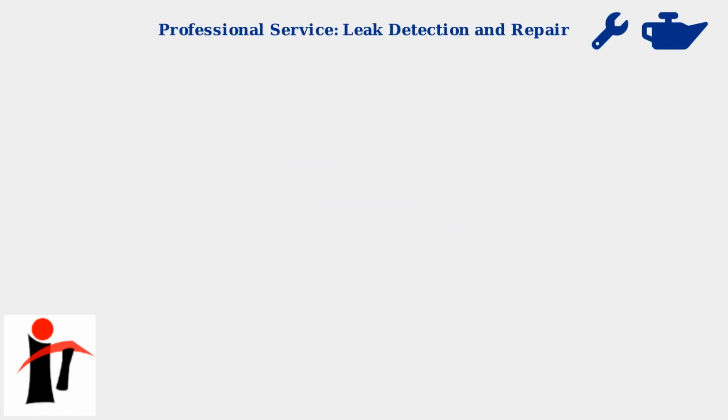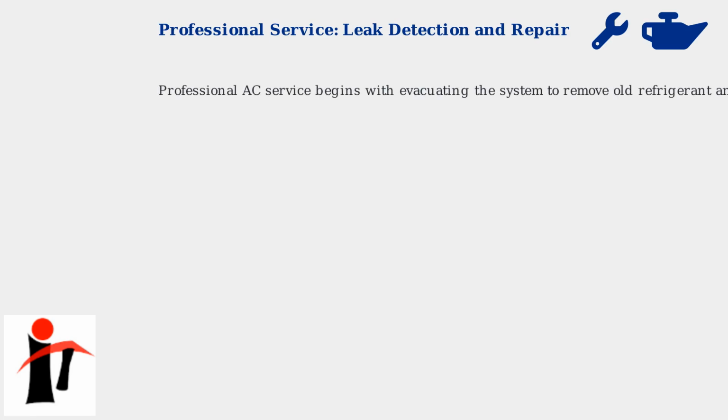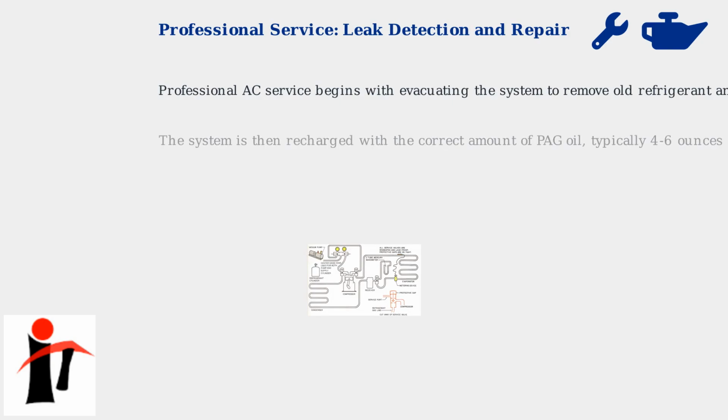Professional AC service for Tesla Model 3 involves a systematic approach to fix the not enough oil issue. First, technicians evacuate the system to remove old refrigerant and any remaining oil, ensuring a clean start. The system is then recharged with the precise amount of PAG oil, typically 4 to 6 ounces, depending on the specific compressor type used in your Model 3.